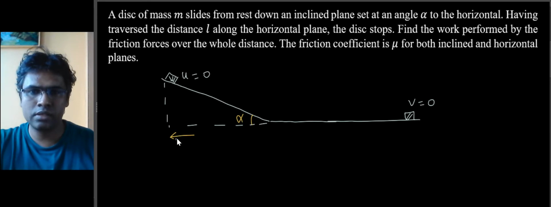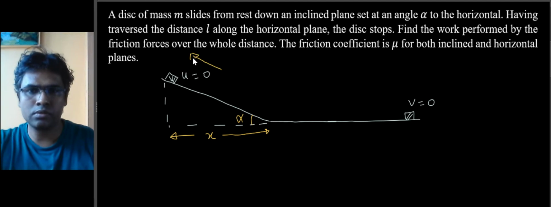If I consider the length of the incline projected horizontally, if I take that as x, the length of the incline would be x by cos alpha, and the height is x tan alpha.